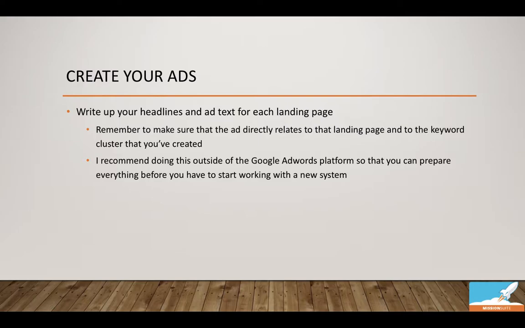Remember to make sure that the ad directly relates to the landing page and to the keyword cluster that you've created. I've jumped up and down on this a few times, but you want to make sure you're doing this, because otherwise you will end up spending more. Also, make sure to use the key term that you're trying to optimize for inside of the ad itself, inside of the description of the ad, because that's going to help keep your costs down too. So those are a couple of tips that I've learned along the way. And like I said, there's a lot more.